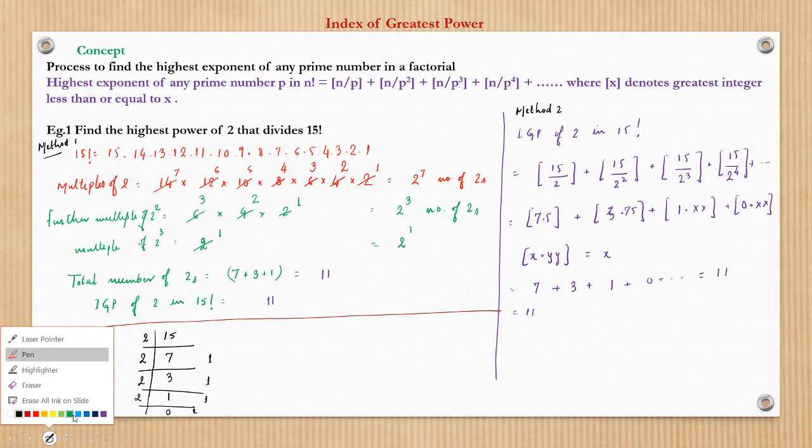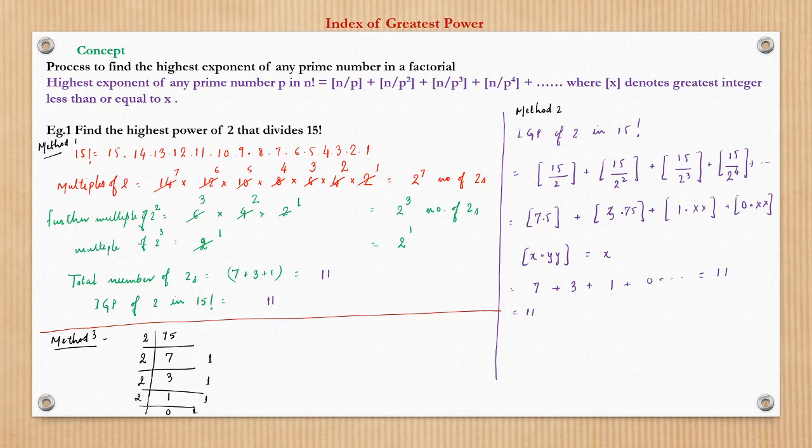So the greatest exponent of 2 would be nothing but the sum of, ignore this number, all the rest of the numbers, which are the quotients. So 7 plus 3 plus 1. IGP, index of greatest power, is nothing but 7 plus 3 plus 1. This also gives 11. So this is very simple, we need not do anything. We just have to divide the way we divide in the base system, or the way we divide in finding out the LCMs.